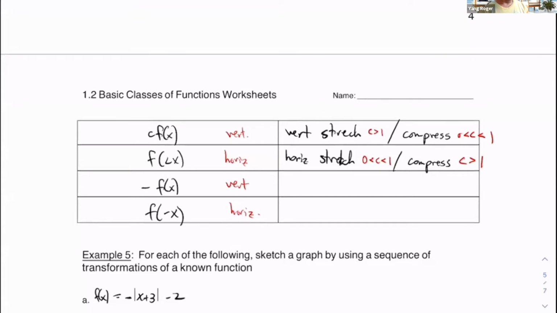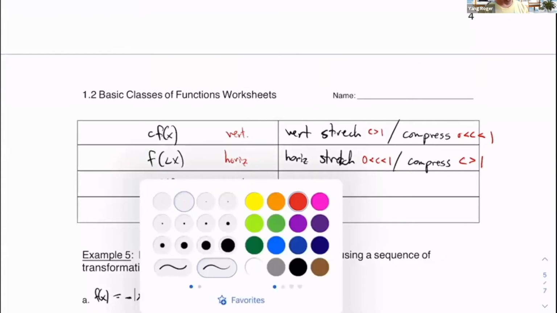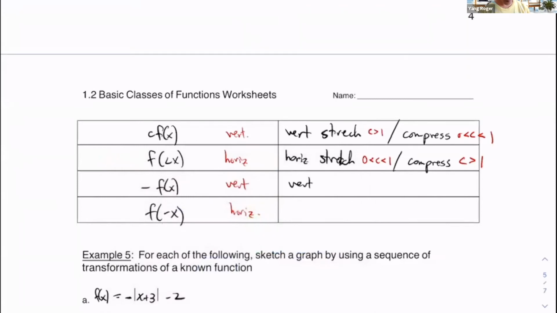When you have a negative all the way on the outside, that's going to be a vertical reflection about the x-axis. And when the negative is inside the function, that's a horizontal reflection about the y-axis. Okay.